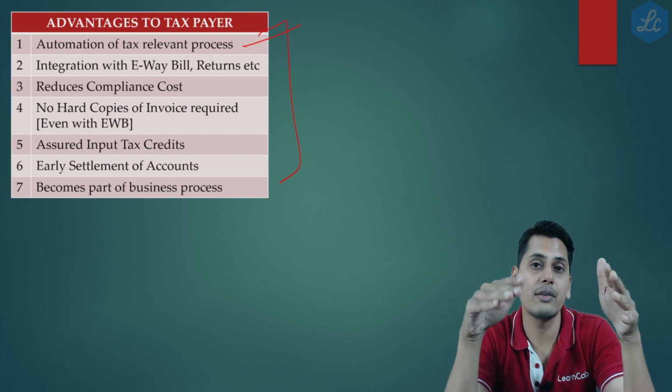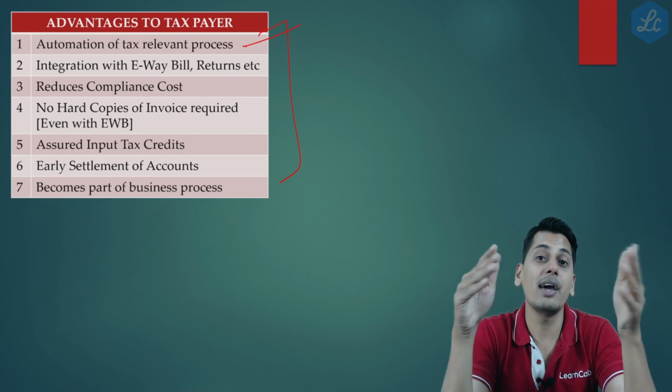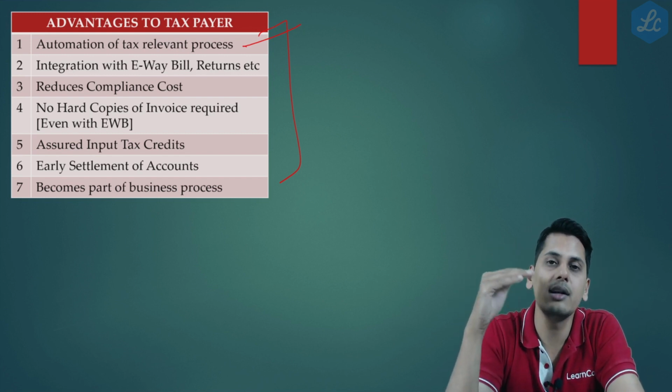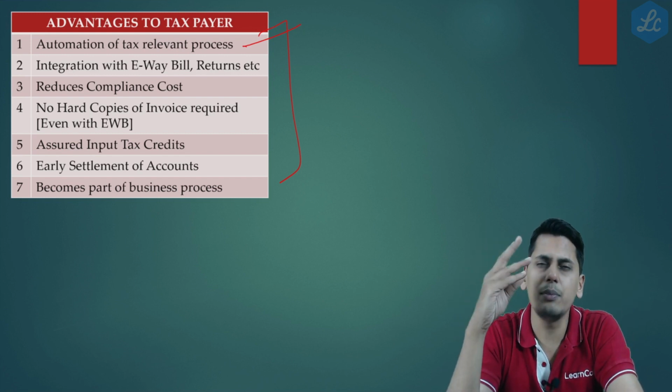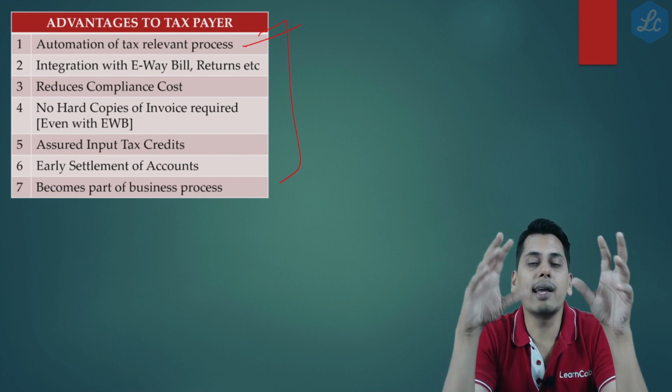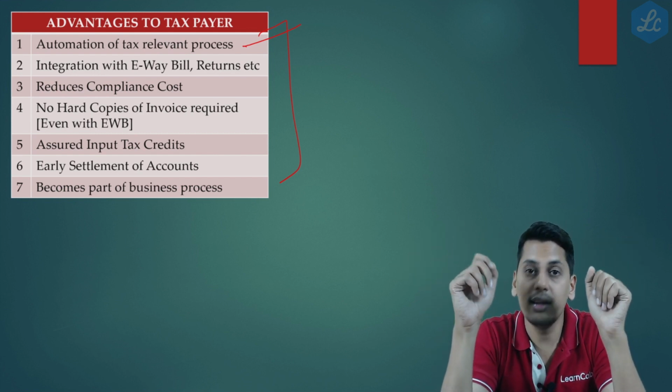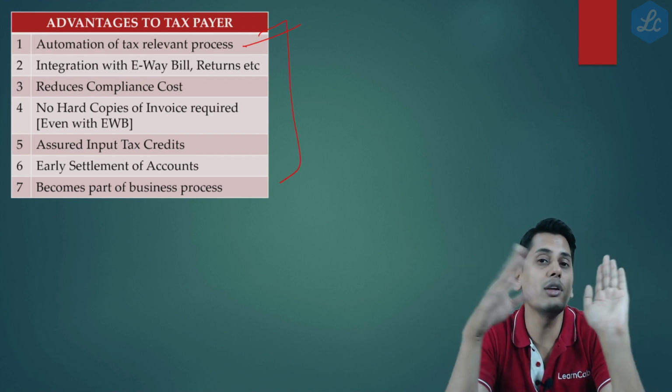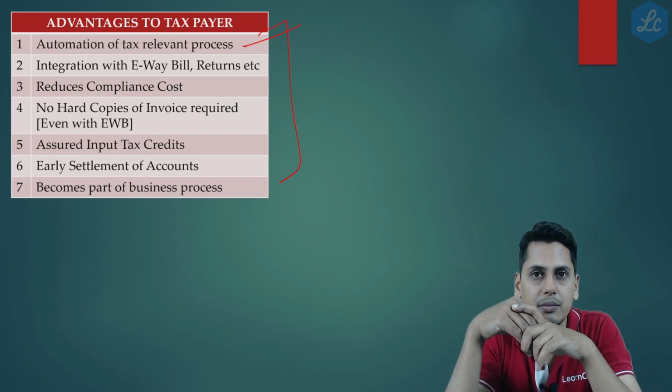If you could recollect, we had read rule number 48, wherein it told that if an invoice is prepared in terms of 48 sub rule 4, triplicate copies of invoice is not required in case of supply of goods. Duplicate copy of invoice is not required in case of supply of services. It is sufficient if you are carrying a QR code.